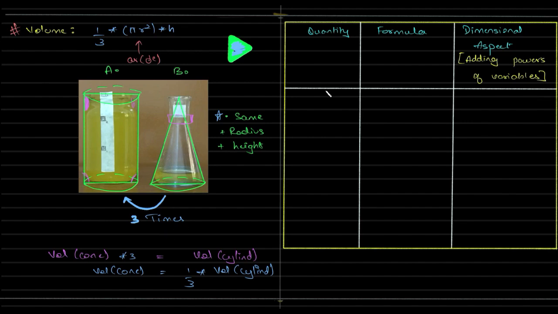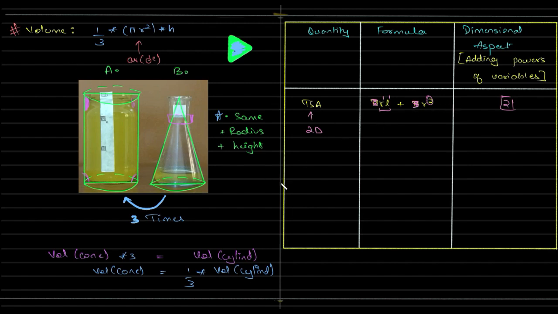So let's analyze the formula. First is your total surface area, which is pi rl plus pi r square. Here we have the constants pi and pi. So we are left with r into l, whose powers are 1 and 1, and here it is square. So dimensionally, this is 2. We know that area is always 2 dimensional, and we got the power to be 2. So we are done. Right?